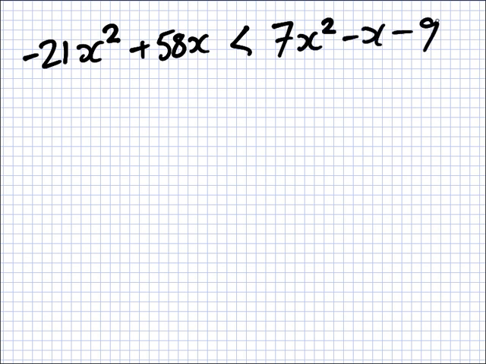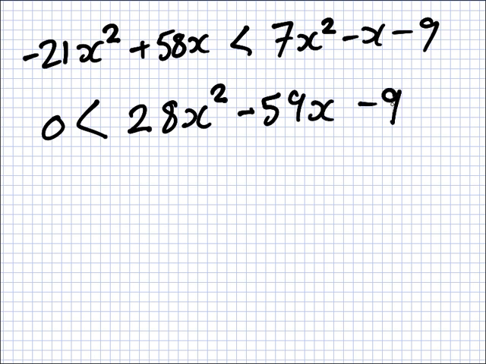And I want to solve minus 21 x squared plus 58x less than 7 x squared minus x minus 9. Now, I know that looks very messy, but if we take everything to the right, we can simplify it to begin with. So everything going to the right, what will that be? 28x squared. Everything moving to the right, minus 59x, minus 9. I'm sure this has solutions. 7x plus 1.